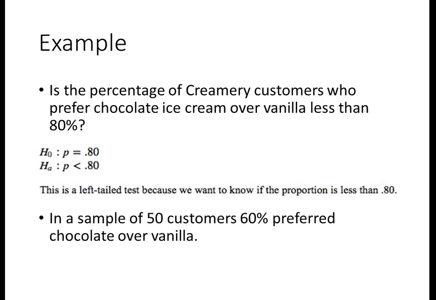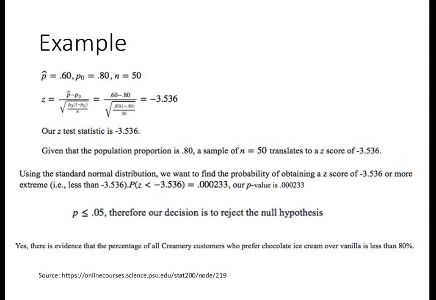We want to know: is the percentage of creamery customers who prefer chocolate ice cream over vanilla less than 80%? We have a sample of 50 customers, and 60% of these 50 people prefer chocolate over vanilla. And let's say that we check the whole thing at 5% significance, 95% confidence. So here is our formula and basic information.